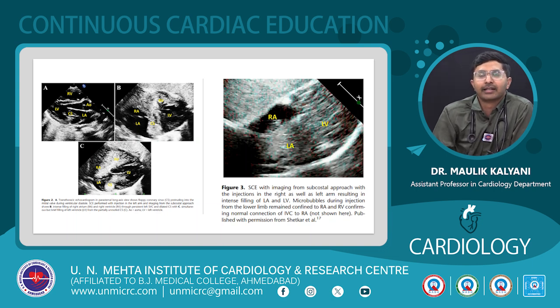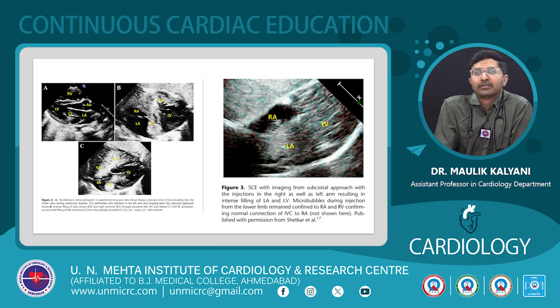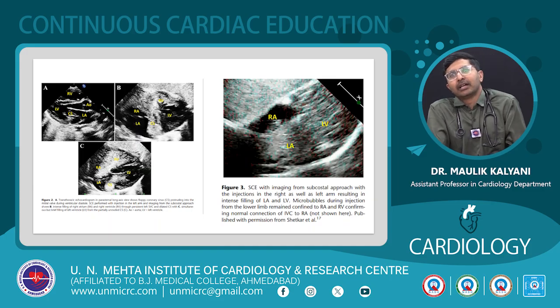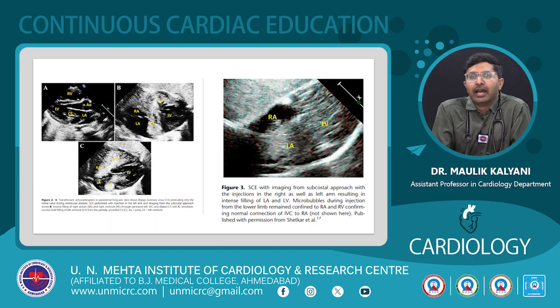On the right side there is a rare abnormality. Still image showing that in a subcostal approach we have injected the saline contrast from both the right and left upper limb veins, and it resulted in opacification of the left atrium and left ventricle, because there was an abnormal connection between the SVC and the LA. So this is a very rare abnormality, and when we injected contrast into the IVC, it resulted in RA opacification. So the IVC is connected to the RA. So we can diagnose these rare abnormalities from contrast echo as well.